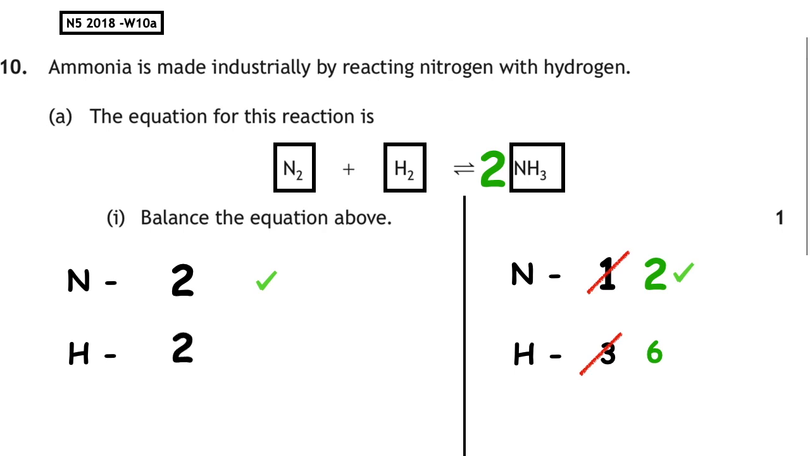On the left-hand side, how many hydrogens have we got? We've got 2. How many hydrogens have we got on the right-hand side? We've got 6. What do you do to 2 to get to 6? You multiply by 3, so we put a big 3 in front of the hydrogen. We double check that we have got the same number. We do, so we tick them off. Double check our shopping list. 2 nitrogens, 2 nitrogens, 6 hydrogens, 6 hydrogens. The equation is balanced.